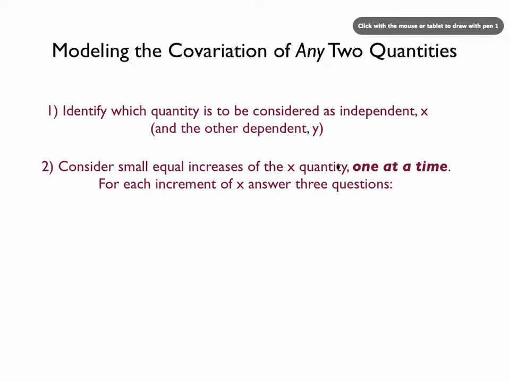Small equal increases of our x quantity, or our input quantity, or our independent quantity. So this is the key to this part. This is the setup. And as we do that, we're going to ask questions about the other quantity. So we're talking about changing the first quantity, making small equal increments of it, and seeing what happens to the other quantity. That's the idea of covariation. That's the idea, how are they changing together?